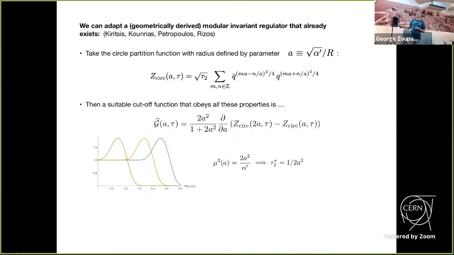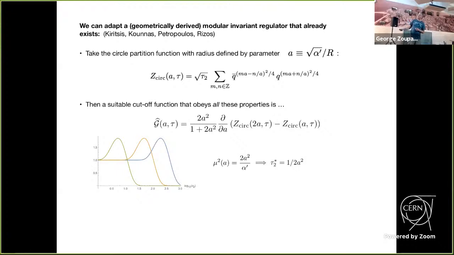They derived this from geometric arguments, and what we did, we borrowed that thing and we inserted the third property, which it doesn't have originally. What you have to do is take their result and multiply it by this prefactor, 1 over 1 plus 2a squared, and then this g hat has all of the properties. So you have to take the derivative with respect to A of the difference of two Z circs. That has the properties that we want.